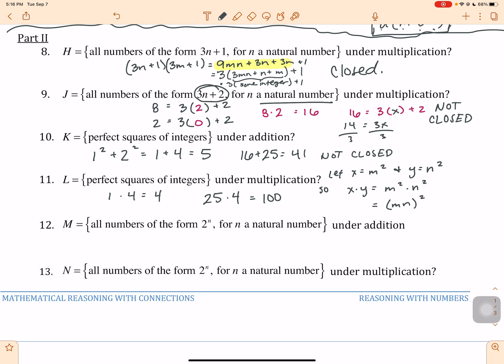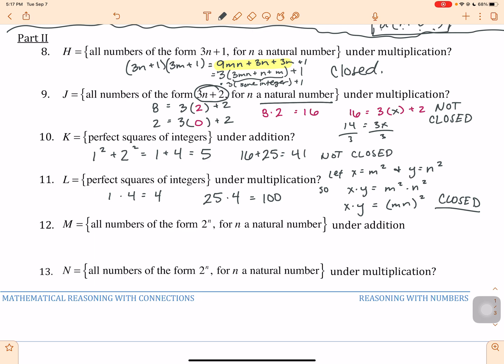And this is why it's so important for you to know all your prereq skills, like being able to rearrange terms, the associative property, commutative property, distributive property, right? Different things like that we want to make sure we're masters of, because now look at this. This gives me x times y is a perfect square, right? If you square a number, that will give you a perfect square. So it is closed under multiplication. If you multiply 2 perfect squares together, you will get a perfect square as your answer.